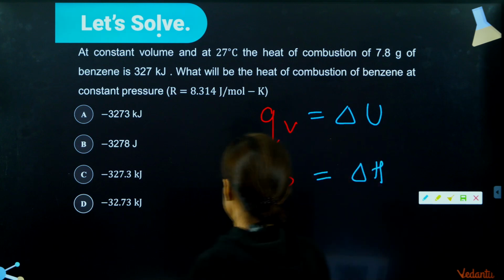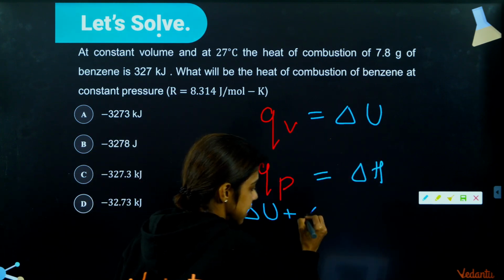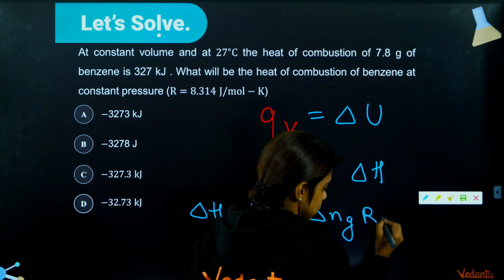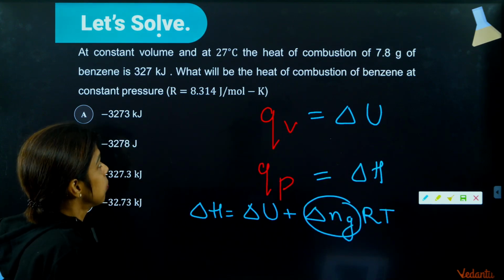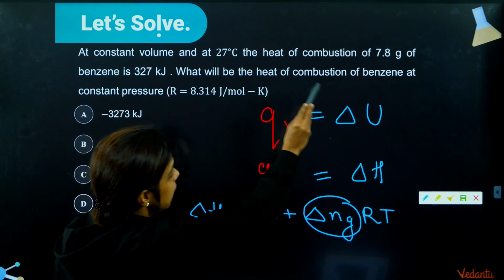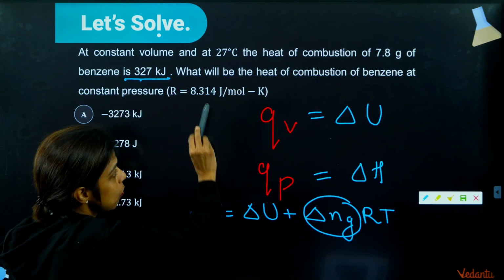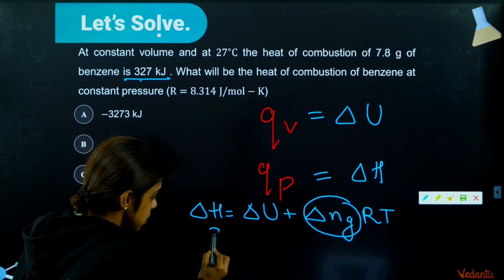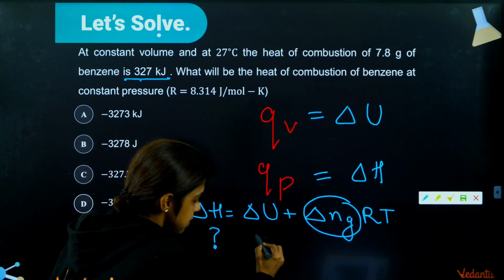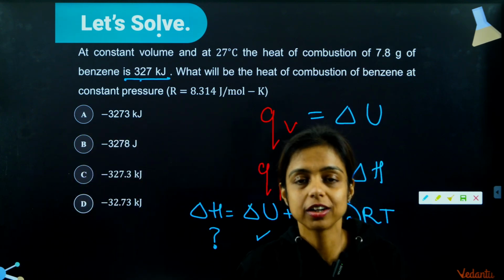And I hope you all know delta H is equal to delta U plus delta Ng RT for the reaction, where delta Ng is the change in the gaseous moles. So at constant volume, the heat of combustion of 7.8 grams of benzene is given to you. What will be the heat of combustion of benzene at constant pressure? So this you are supposed to calculate. This is given to you. Just make sure you calculate for 1 mole, right?